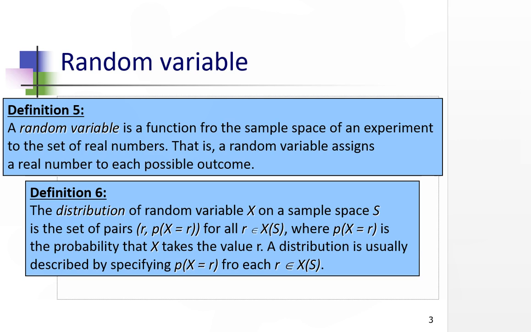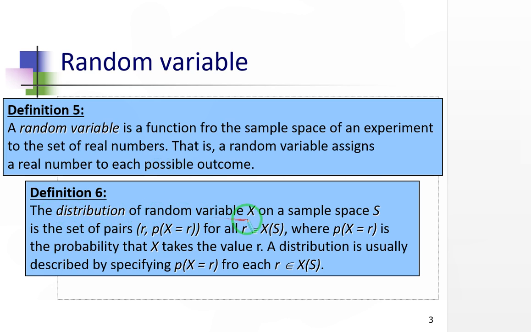Now coming to a random variable. A random variable is a function from the sample space of an experiment to the set of real numbers. That is, a random variable assigns a real number to each possible outcome. It means we have a sample space like a universe, and from the universe you are taking some real things. So for a random variable we are giving a real number like 1, 2, 3, 4, 5 and so on, and that will be our outcome.